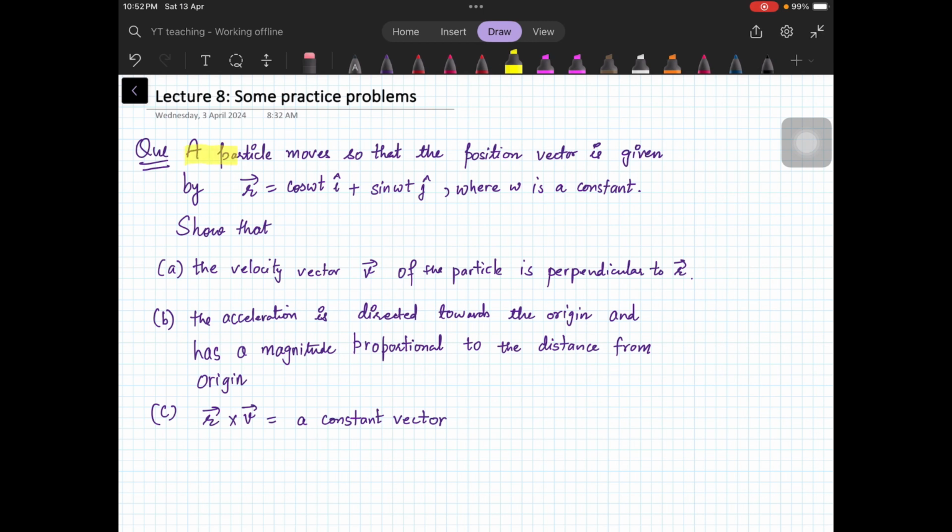Here it is saying a particle moves so that the position vector is given by r equal to cos of omega t and sine of omega t as the i and j components, where omega is a constant. Then we have to show that the velocity vector v of the particle is perpendicular to r.